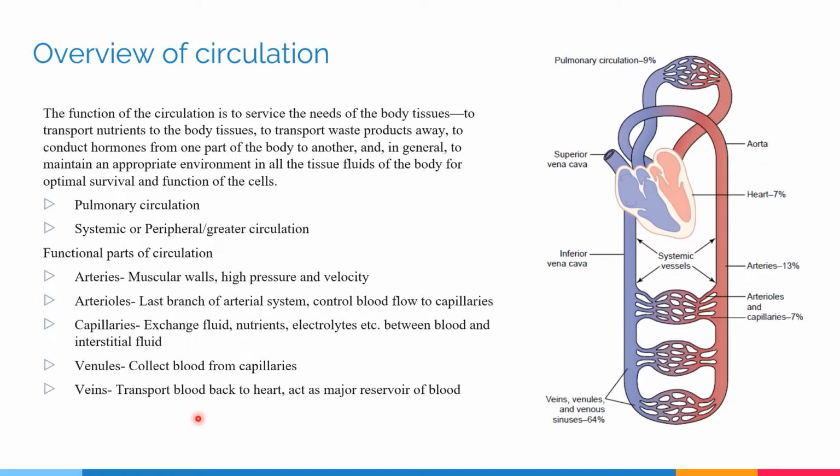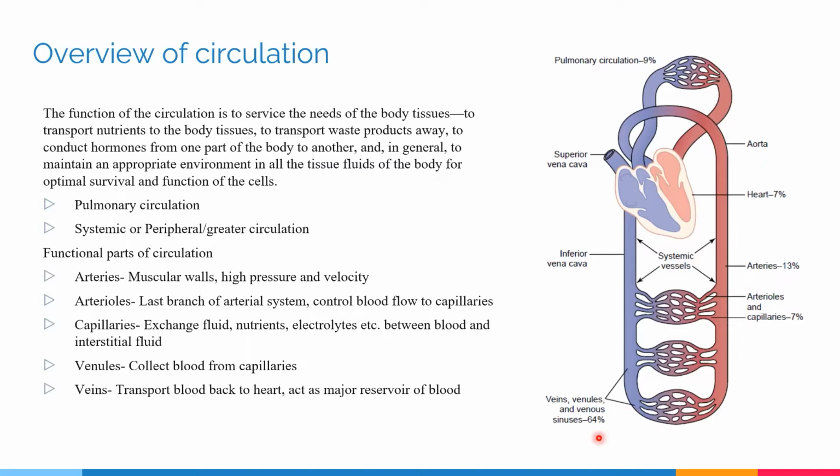Compared to the arteries, the veins are much less muscular, and the blood flow through the veins is not pulsatile in nature. That is, it is not affected by the pulsing nature of the heart, and blood flows smoothly in the veins themselves. They also act as a major reservoir of the blood. What that means is that if we go back to the schematic right here, the arteries hold around 13% of the blood the whole time the circulation is going on, whereas the veins and venules essentially hold 64% of the blood.